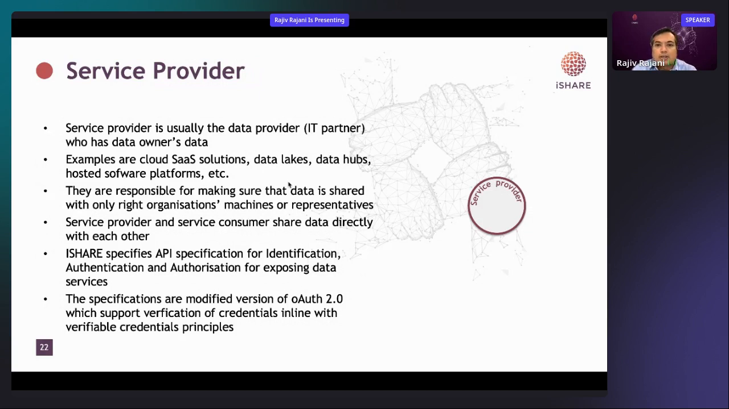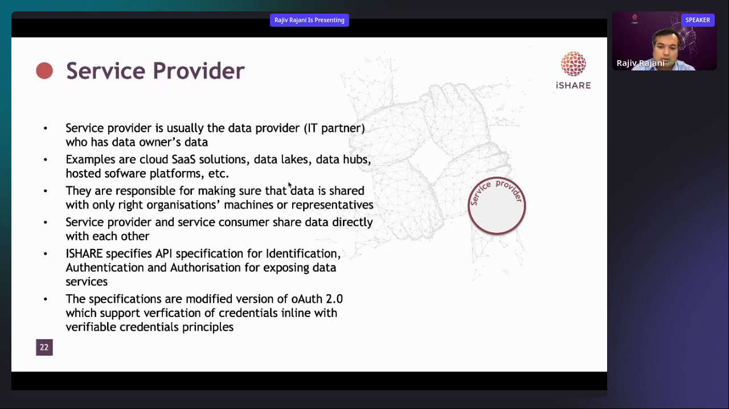The data provider is the place that the service consumer will directly interact with, and get or exchange the data. iShare specifies the API specification for identification, authentication, and authorization for the service provider or data provider when they are exposing the data services, right? For that, the IAM specifications are provided under iShare, and these providers need to implement those in order to exchange data using the iShare framework.